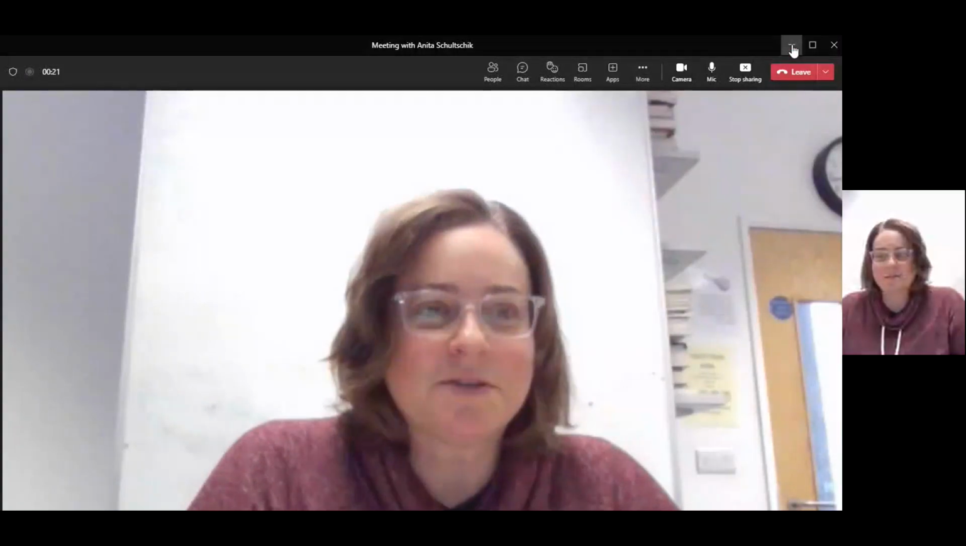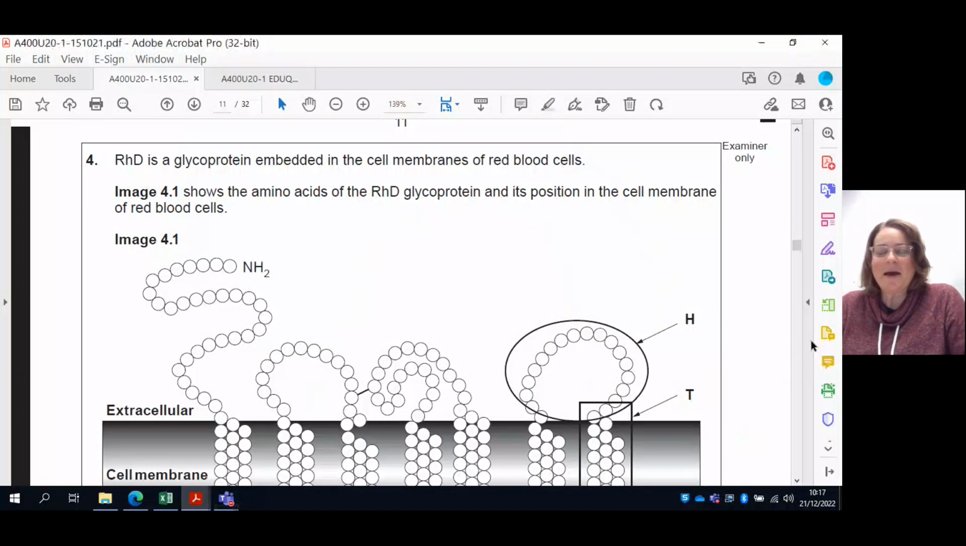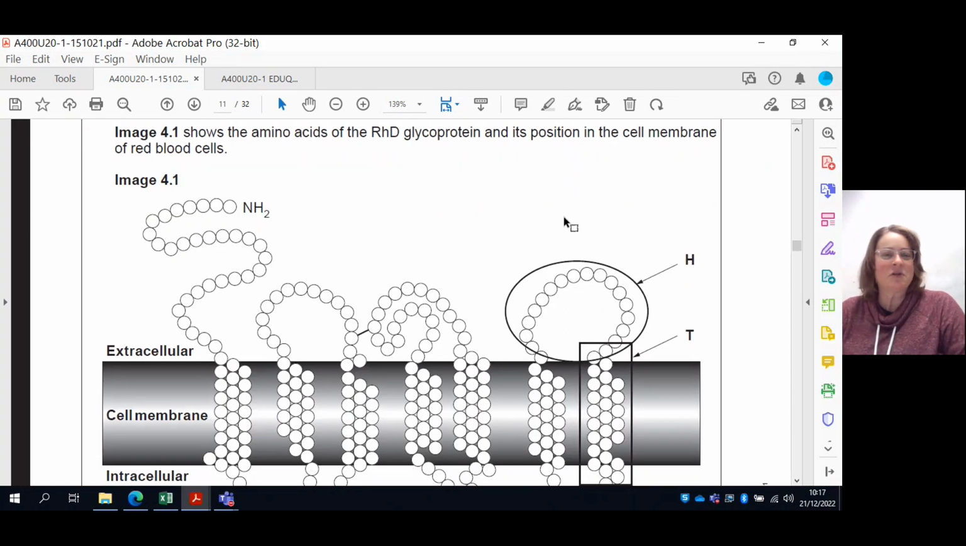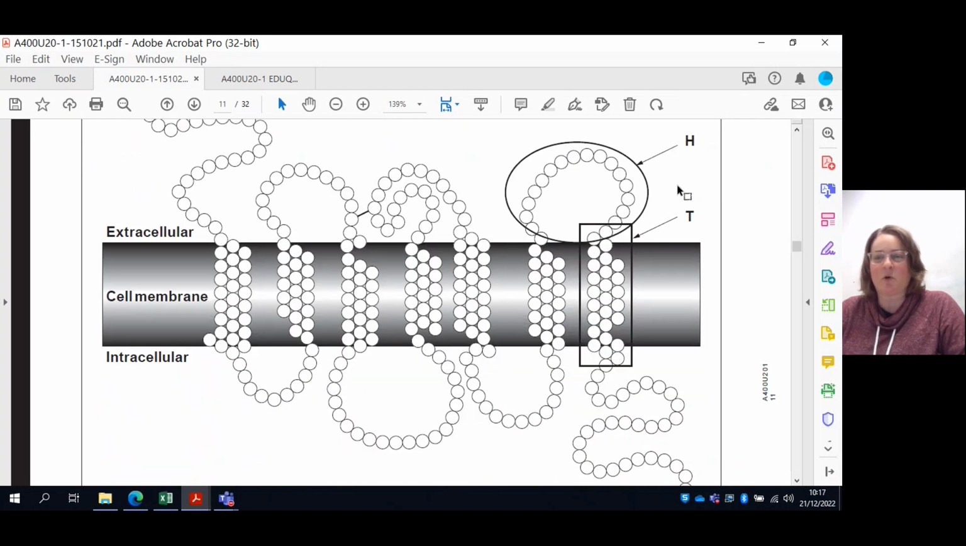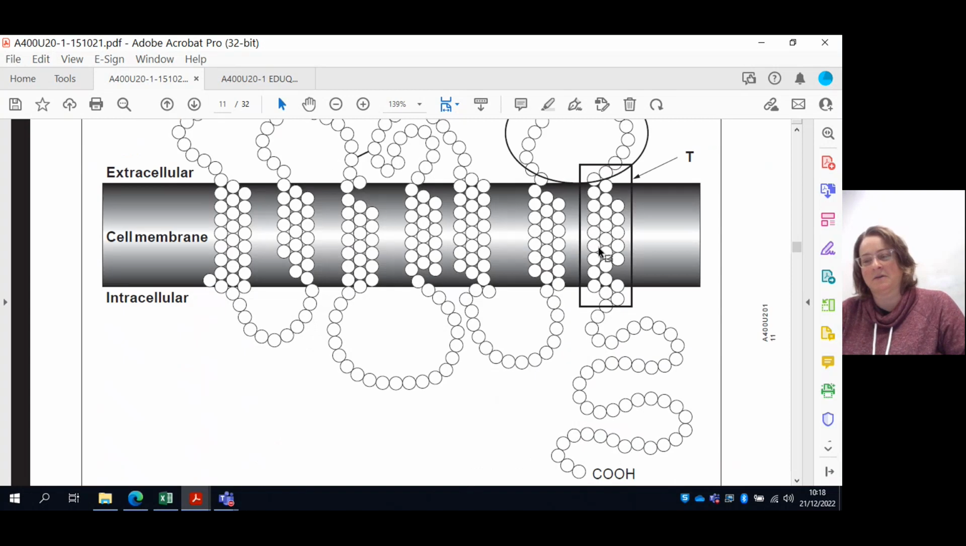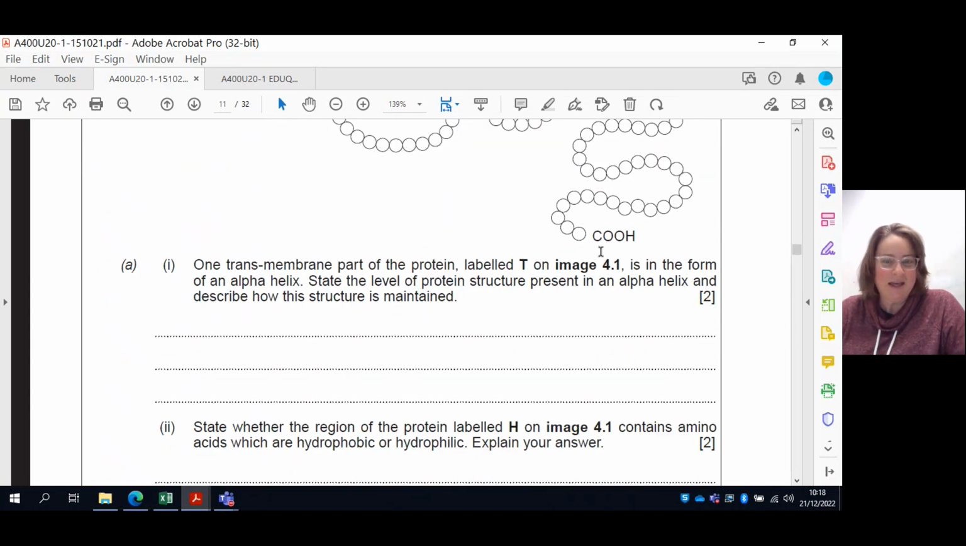Okay, question 4, here we go. When we do component 3, I will speak to you about Rhesus disease as such, and as a Rhesus negative mother, I did get anti-D injections during pregnancy and after deliveries. But I'll speak to you then about this entire thing. So it gives you a scenario of Rhesus D, a glycoprotein embedded in the cell membrane, and gives you a lovely picture of that glycoprotein and points to various bits. I'll get back to that diagram when we come to those points in the question.